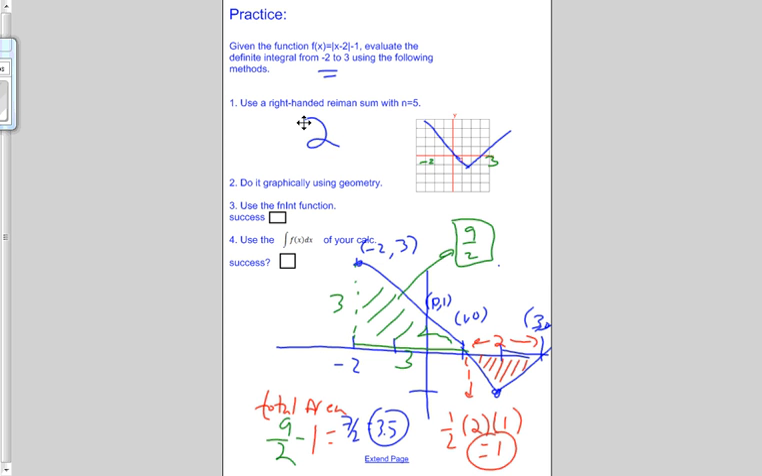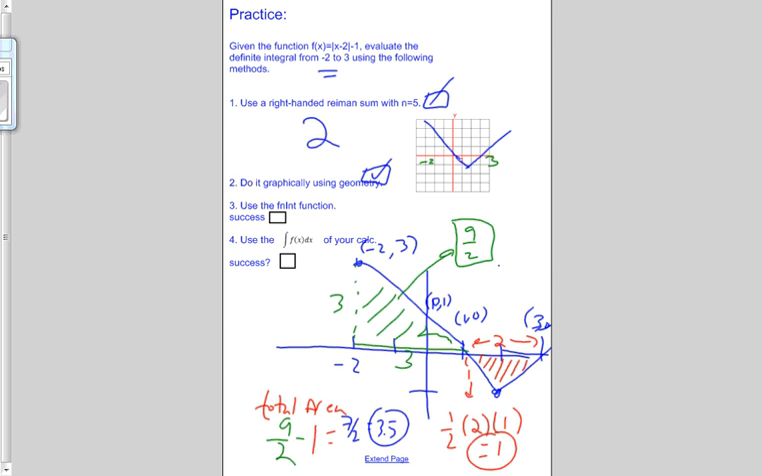So that's using geometry. So we did our Riemann sums, we did our geometry. Now we want to use the two different integration functions on our calculator. These are functions that you need to be able to use both. You should be able to use both.